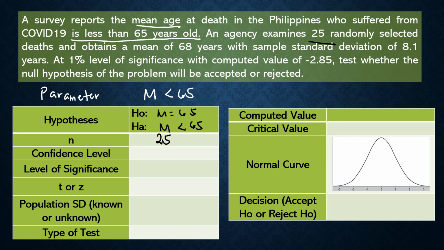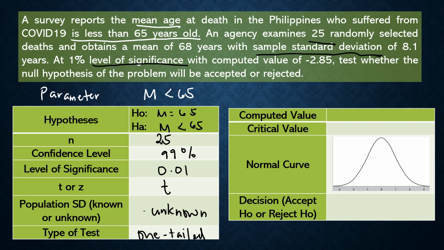Now for the confidence level, it is not given in the problem. However, the level of significance is given, and that's 1%, so automatically that is 0.01. For the confidence level, we subtract 1% from 100%, and it will be equal to 99%. For the appropriate test statistics, since our n is less than 30, automatically we're going to use t-value. At the same time, the given is the sample standard deviation and not the population, which is why the population SD is unknown. Now, for the type of test, since we have less than, automatically we're going to use one-tailed.